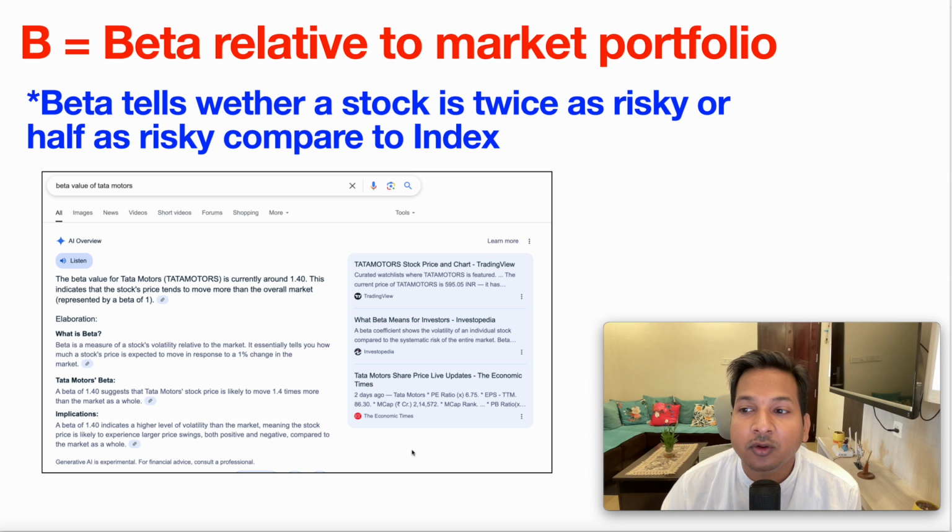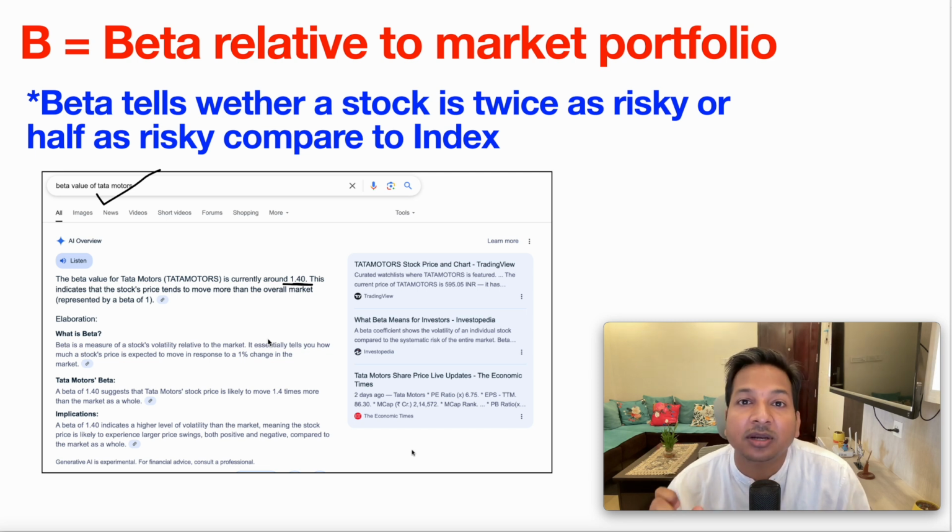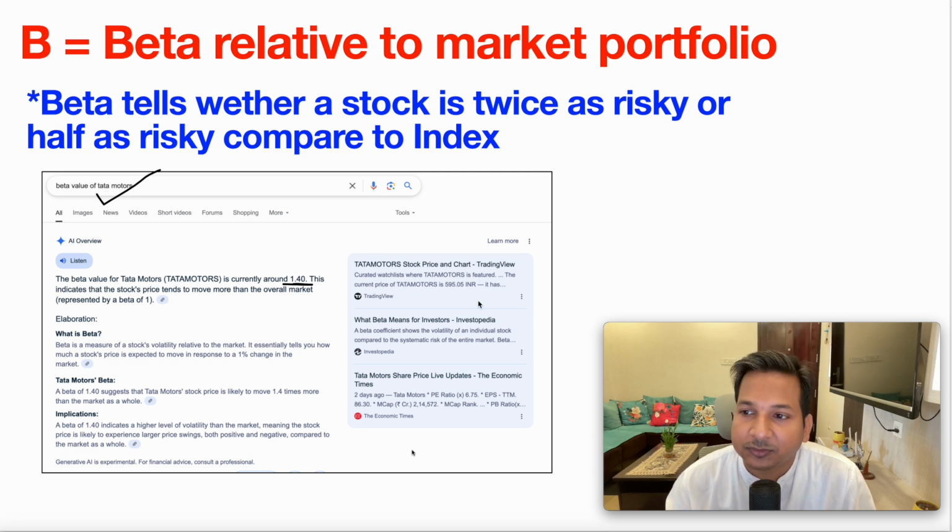You can easily get the beta value on Google. When I search the beta value of Tata Motors, it comes to 1.4. It means that when Nifty moves 1%, meaning your overall market portfolio moves 1%, Tata Motors moves 1.4 times. So beta value tells you the relation between the overall market portfolio and your stock. You can get the beta value from Google easily.